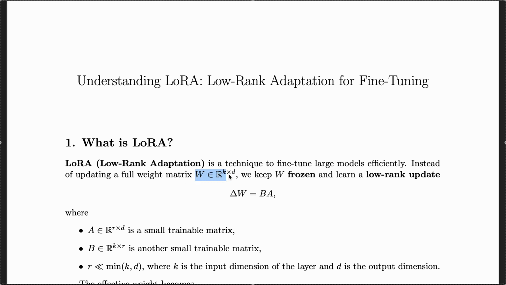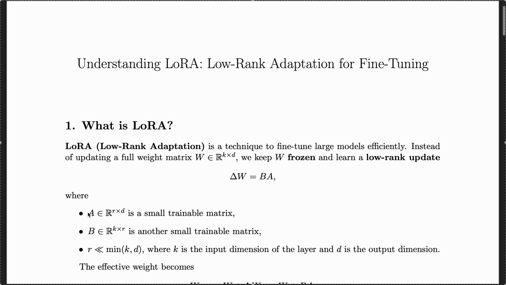Now, what is this lingo over here? Well, I thought I'd tell you because you might see this, but essentially this means that W is a matrix in the space of real numbers with K rows and D columns. Over here, A is a small trainable matrix and B is another small trainable matrix. And you see that they are R by D and K by R. And R is essentially the rank.